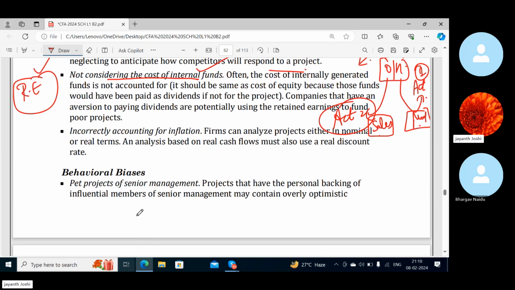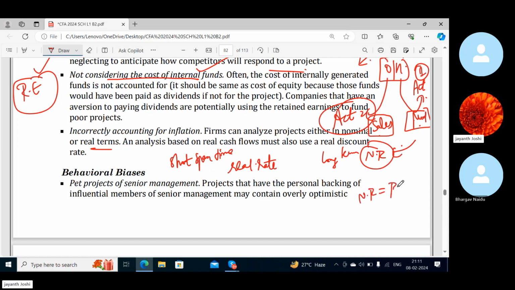And then incorrectly accounting for inflation. Firms can analyze projects either in nominal or real terms. Okay, so there also is a difference. See, if the projects are for a short span of time, let's say 1 year, then real rate makes sense. If the project is for long term, nominal rate makes sense. Nominal rate is the rate which incorporates inflation, because nominal rate is real rate plus inflation.